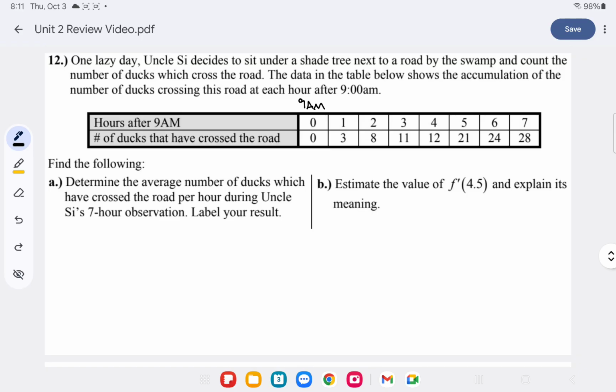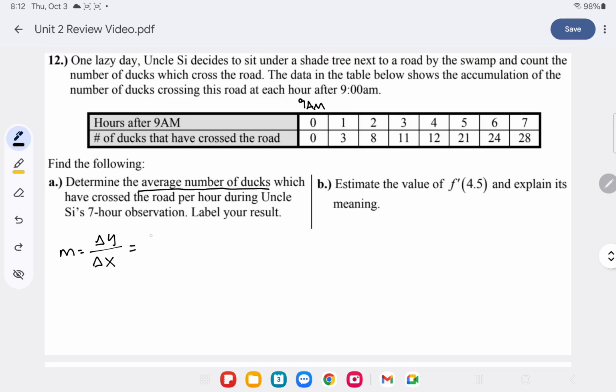So for part A, determine the average number of ducks which have crossed the road per hour during the 7-hour observation. Okay. Average number of ducks. So we're not looking for an instantaneous change of ducks here. We're looking for an average. We're just finding the slope over the whole time. So we're looking for the change in ducks over the change in hours.